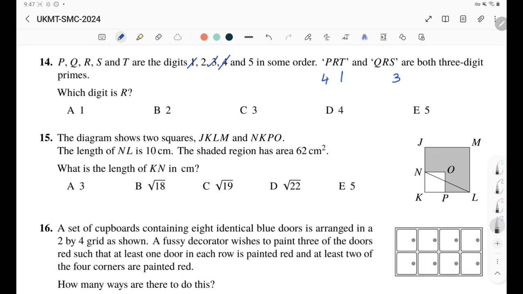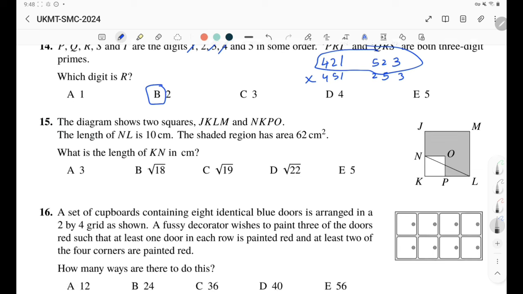So now we have two possibilities. Either we're going to have 2 here and 5, or we're going to have 5 here, 2 and 5, and this. But of course now this thing is a multiple of 11, so this thing is ruled out. So this is the answer, the only possibility. So R basically is 2, and we're done.